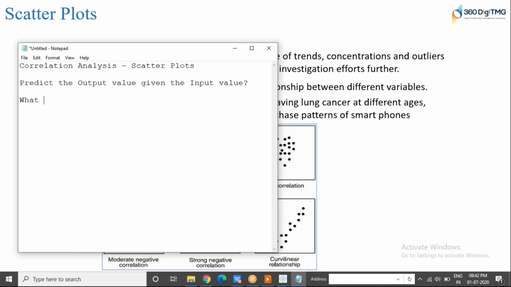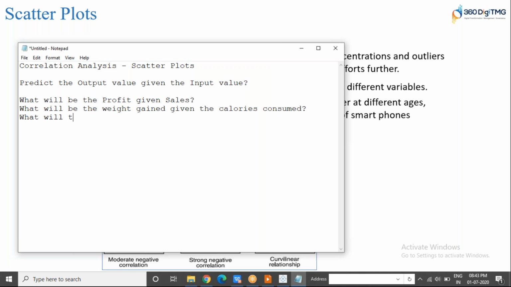Like, for example, what will be the profit given sales? What will be the weight gained by a person given the calories consumed? What will be the power output in a power station given the wind speed in that location? So I hope you're able to understand that there has to be some relationship in it.